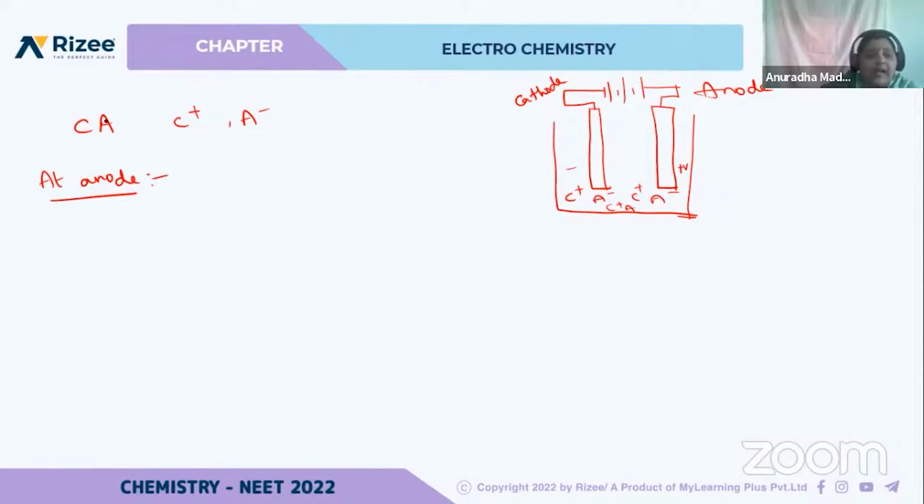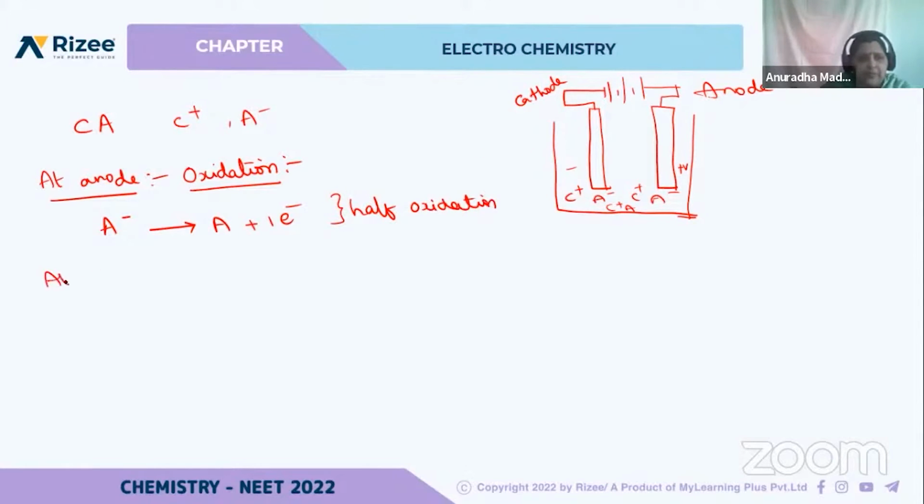At the anode, what happens? Usually oxidation occurs at the anode. So the anion A minus forms A by the loss of one electron. If any species loses electrons, we say this is oxidation. So we can call this the half oxidation reaction.